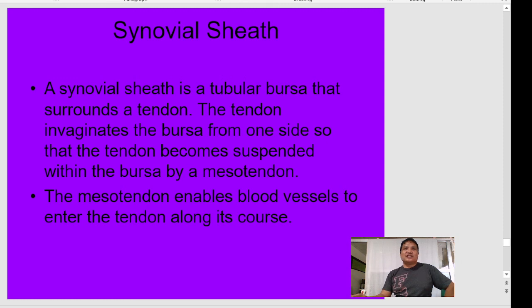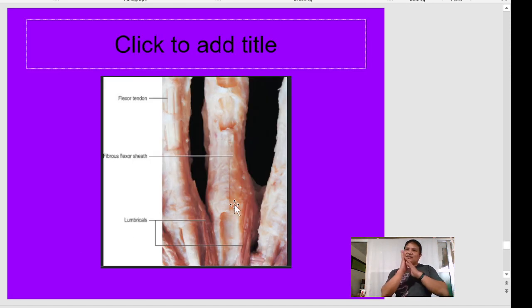Then the synovial sheath. It is found at the joints, on the tendon. It lubricates the tendon. An example is the tendons of the fingers, which have a synovial sheath. It has fluid so the tendons can move in and out easily. But there are times when the synovial sheath becomes inflamed and movement becomes difficult. We call that trigger finger. The synovial sheath is inflamed.